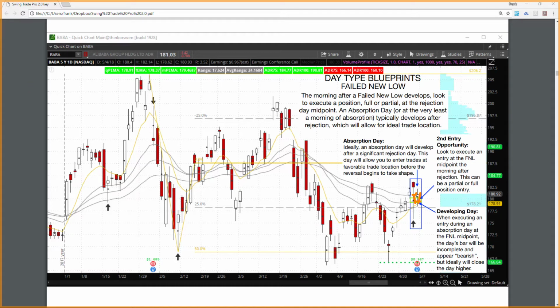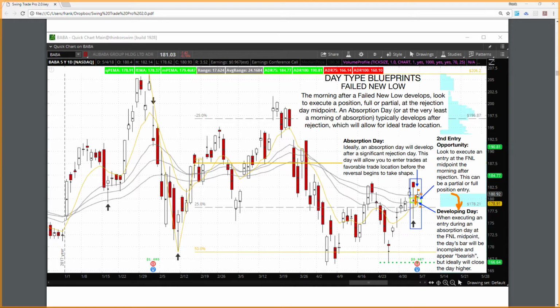That is your absorption day or absorption morning. That is when you want to execute that entry. So developing day, when executing an entry during an absorption day at the failed new low midpoint, the day's bar will be incomplete and appear bearish, but ideally will close higher during the day, right? And so when price dropped down, you can see it kind of looks like a spinning top. At the time it was red, and then it pops back up.